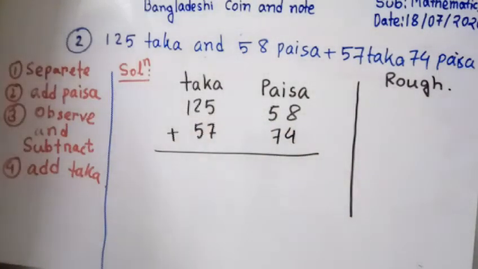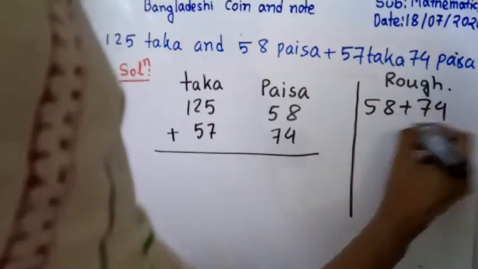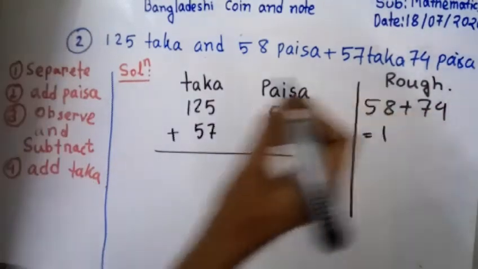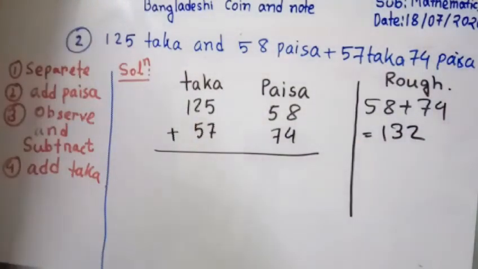Then we have to add. Second step, we have to add paisa. 58 plus 74 paisa equals 132 paisa.